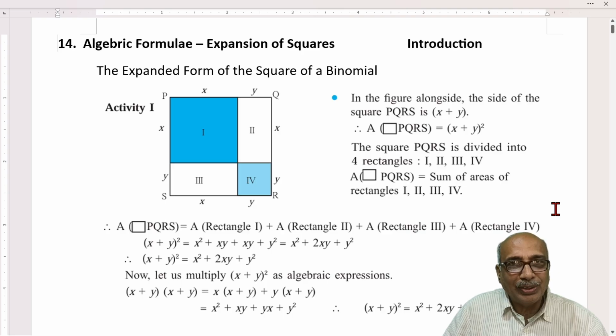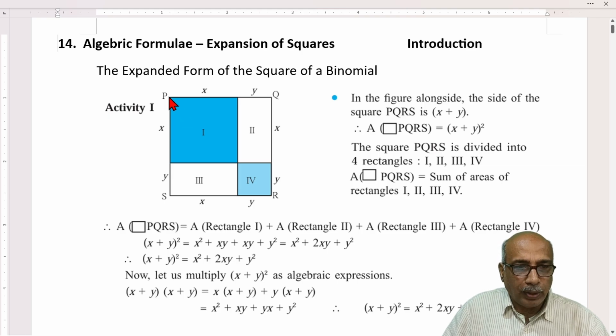Hello dear children. Today we are going to start a new topic, algebraic formulae, expansion of squares. The expanded form of the square of a binomial. For example, your activity is given in our textbook.